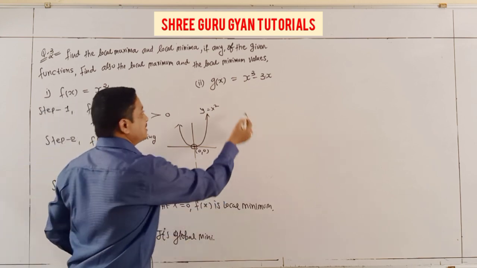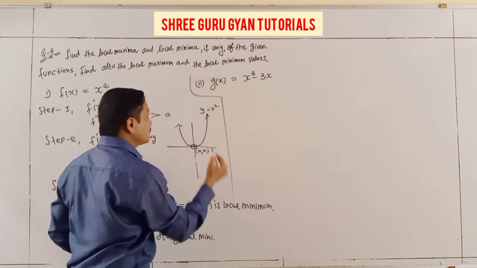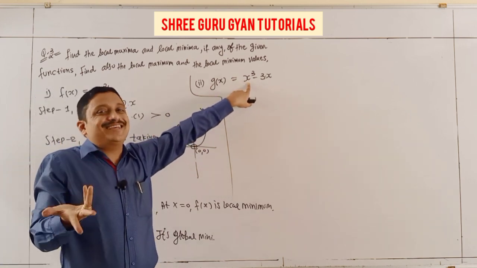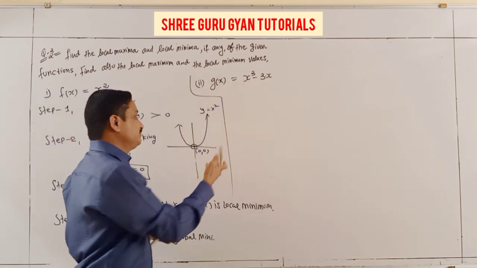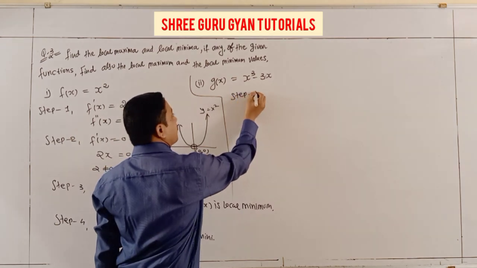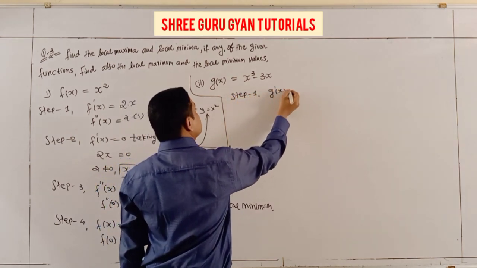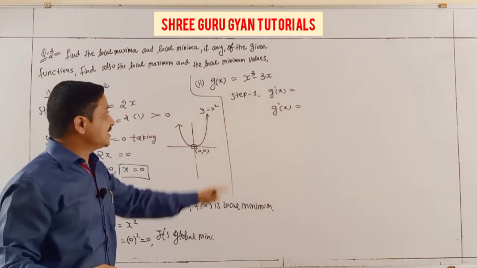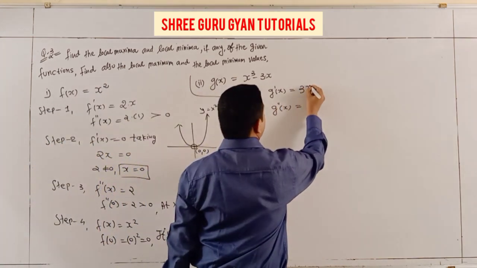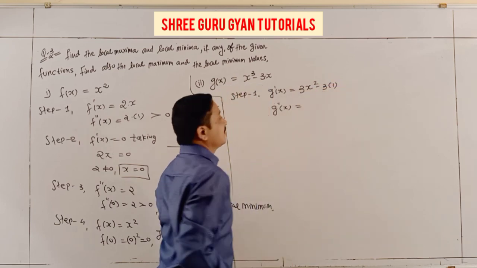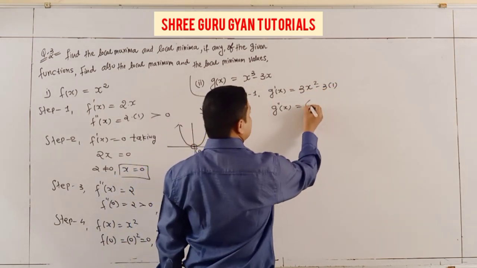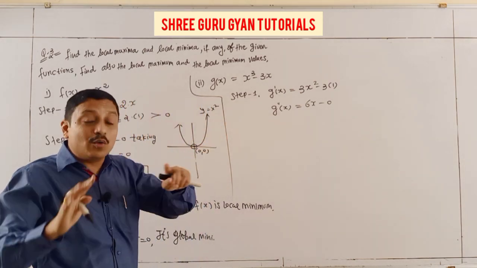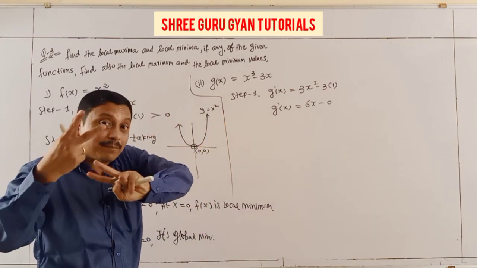Now students, I am going ahead. Question number 2: g(x) is equal to x cube minus 3x. Very easy. Same, step 1: find g dash x and g double dash x. So what is g dash x? 3x square minus 3. Now g double dash x is 6x. Students, 6x may be positive, may be negative.